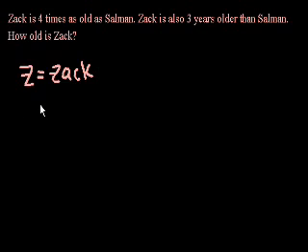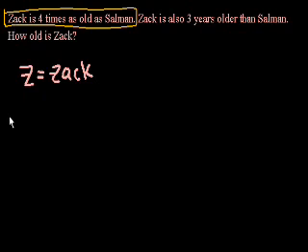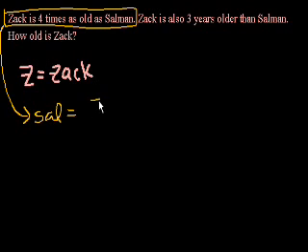So Salman, if Zach is Z, this first sentence, let me circle it. Zach is 4 times as old as Salman. So if Zach is 4 times as old as Salman, then that means that Sal is equal to Zach divided by 4.